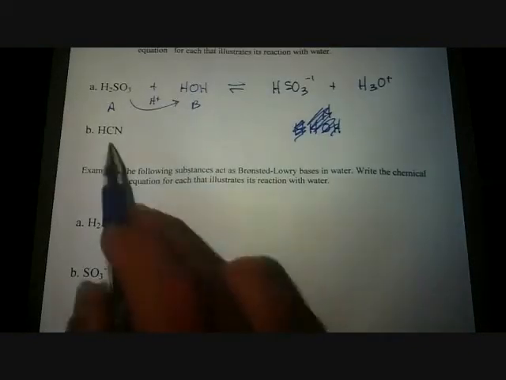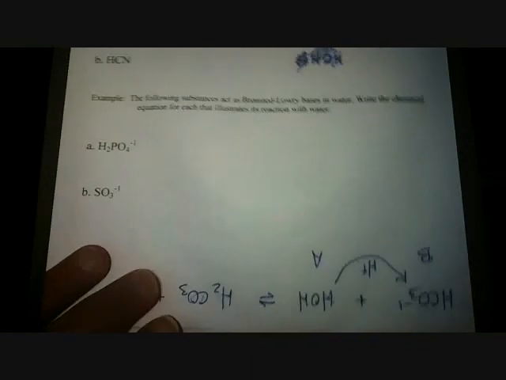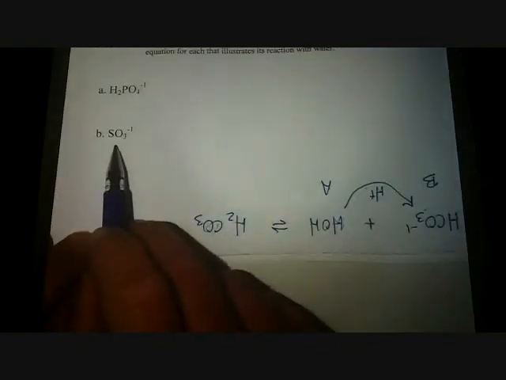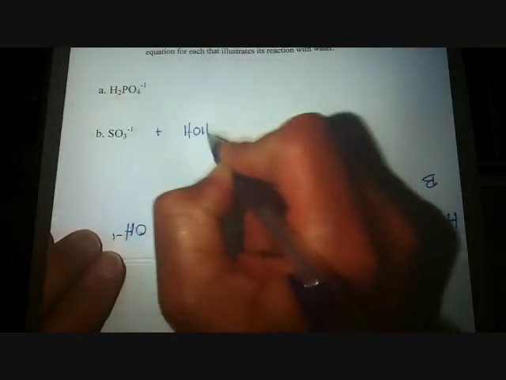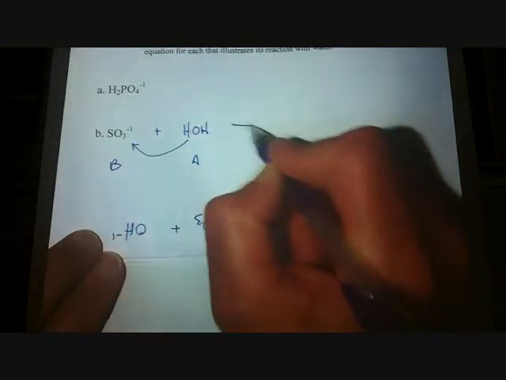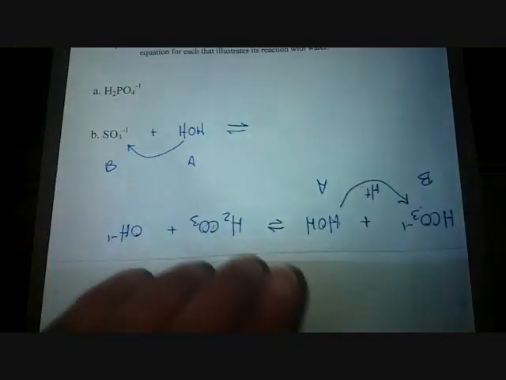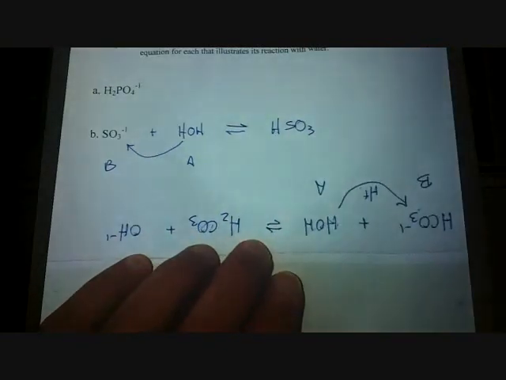Here, let's skip the HCN because I know you guys already know that. And let's look at the H2PO4 real quick. Or let's go for the jugular. Let's go down here to SO3 -1. This is acting as a base. So if we know it's acting like a base, what is water acting as? An acid. So what will we have on the product side? HSO3. Actually, that should be a -2.